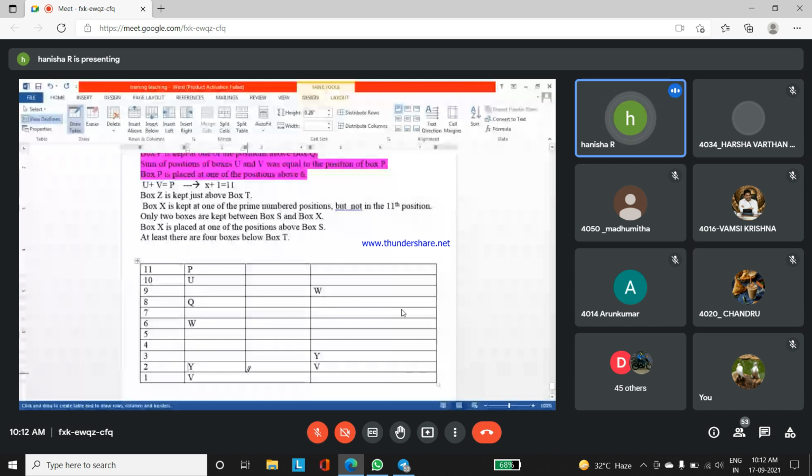Now the next case, I'm going to put P over here. If I'm putting P over here, the rest of the things are the same. W will be over here, and Y will be over here. Now if I'm putting P over here, then the position of P is 10 now.